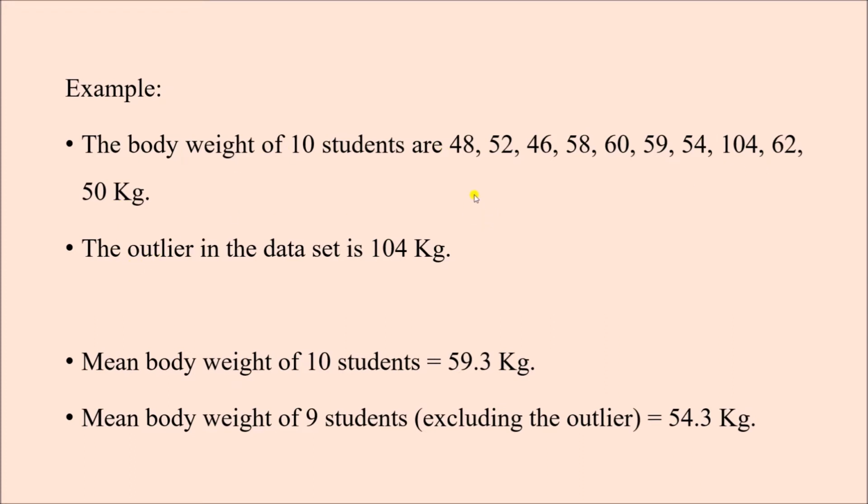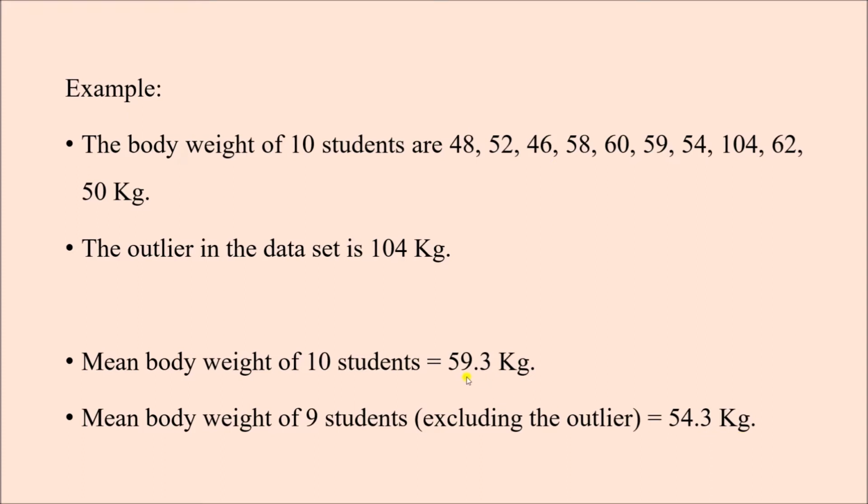Now if we calculate the mean value of all these 10 students, the mean body weight will be 59.3 kg. Now I have not shown the calculation here, you can calculate it yourself, but the mean body weight of the 10 students will be 59.3 kg. If we ignore the 104 kg body weight, so this particular student is ignored and the average body weight of the rest of the 9 students is measured, you will see the value will be 54.3 kg.